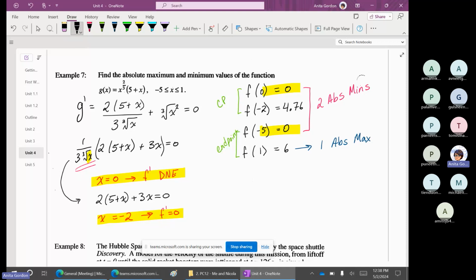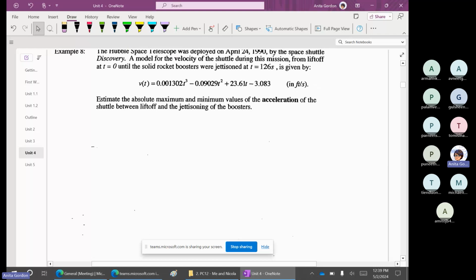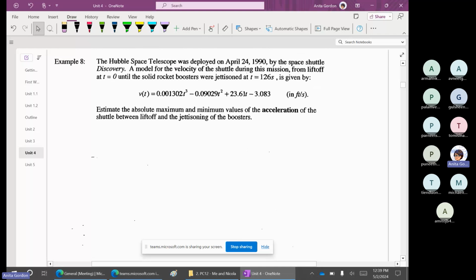Okay, any questions from this question before I scroll into the word problem? Going once, going twice. Okay, let's go. Question 8, this is our last one. This is our word problem here. The Hubble Space Telescope was deployed on April 24th, 1990 by the Space Shuttle Discovery. A model of the velocity of the shuttle during this mission from liftoff at t equals 0 until the solid rocket boosters were jettisoned at t equals 126 seconds is given by the following really ugly function.